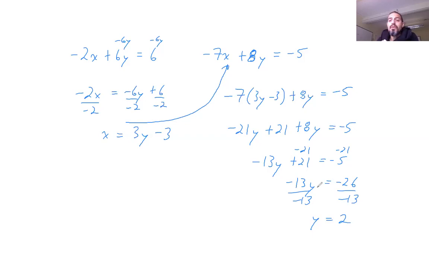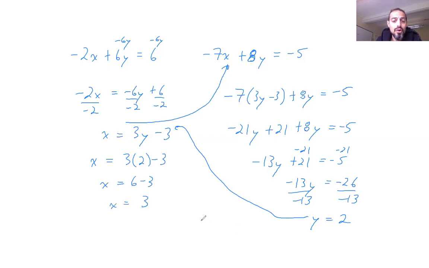Okay, great. I found that y is equal to 2, but I still haven't found x. I've got to go back to this equation to solve for x, and x is equal to 3 times 2 minus 3. 3 times 2 is 6, minus 3. x is 3. So our final answer is (3, 2).